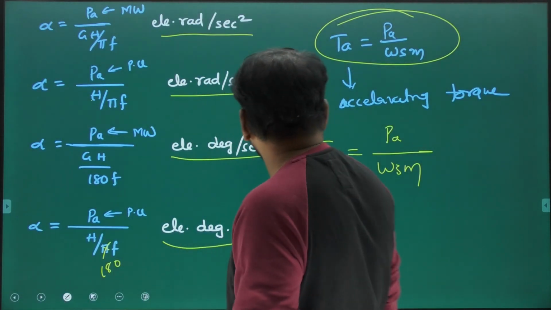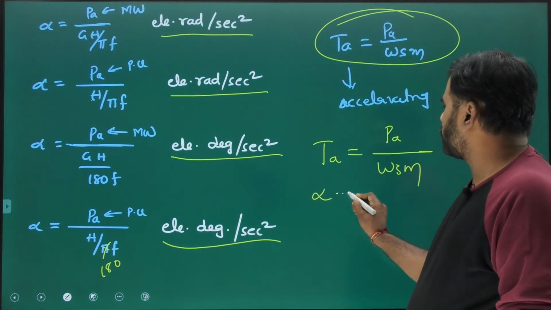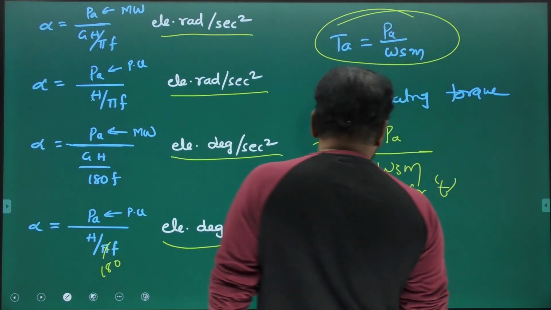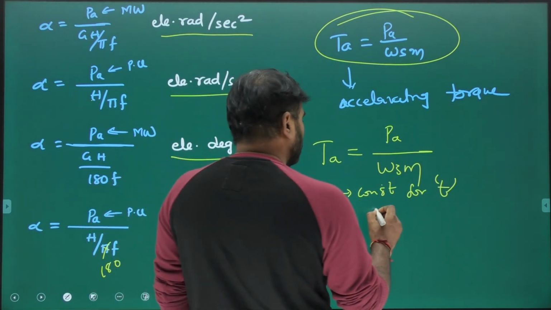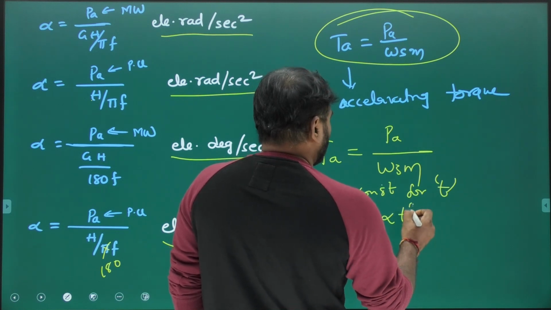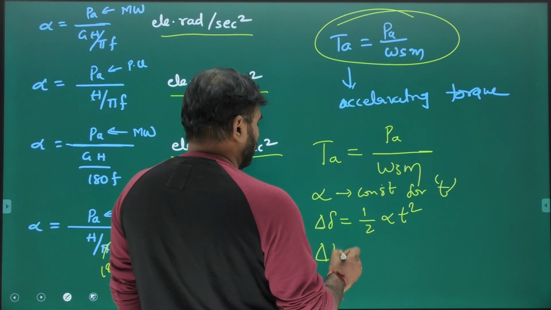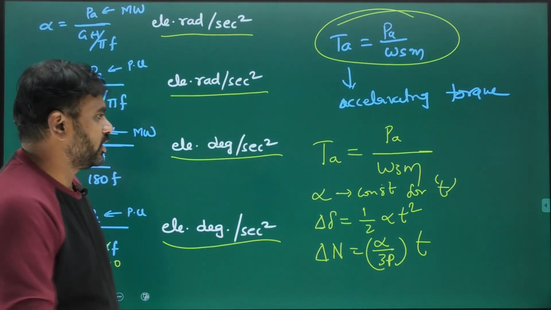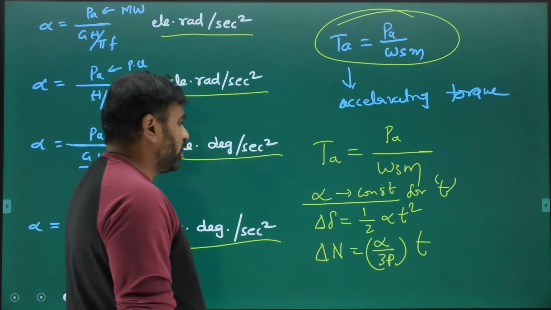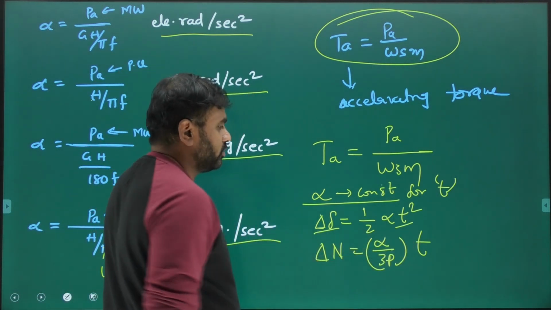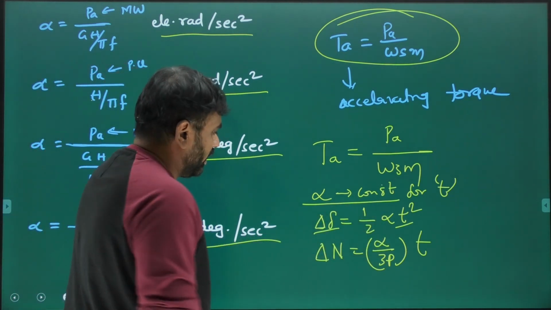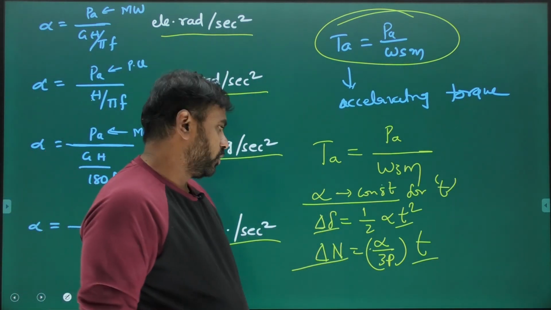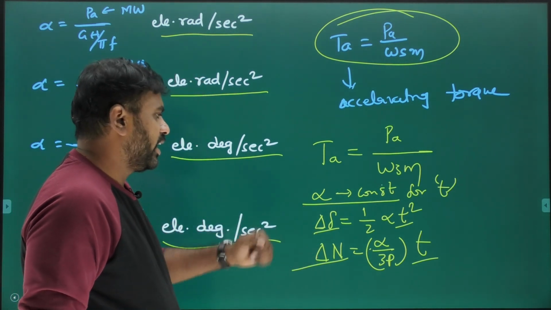suppose acceleration alpha is maintained constant for t seconds, within these t seconds there is a change in load angle. The formula I am directly giving: 1 by 2 alpha t square. There is a change in rotor speed, that is alpha into time. These two formulas are valid if acceleration alpha is maintained constant. And one more important thing is the delta variation with respect to time is non-linear, you may say parabola, and change in rotor speed variation with respect to time, for constant acceleration, we get a linear curve. This is parabola, this is linear. You may say it's non-linear, and here it is linear.